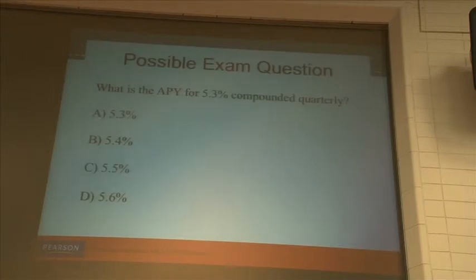Possible exam question. Be able to calculate the APY for 5.3% compounded quarterly. So again, this is the same formula, right? But it's just a different context.